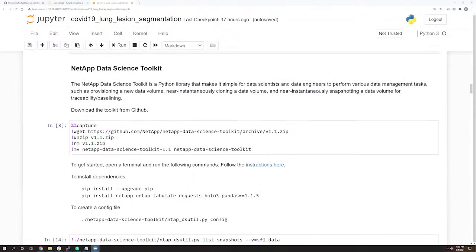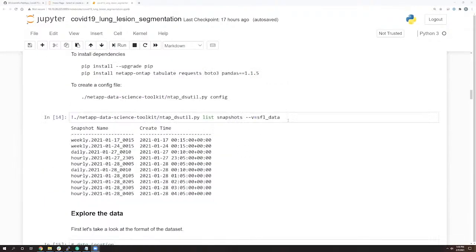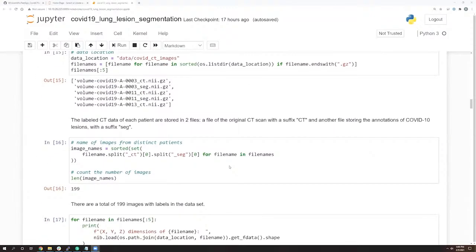We can download this data science toolkit from GitHub. It can be easily configured by following the instructions here. So we can first take a look at the current snapshots on this Untitled volume. We can see that this Untitled system already saves daily, hourly, or weekly snapshots before we have saved any of our own manual snapshots. They provide a way to go back to an older state of the system in case something happened.